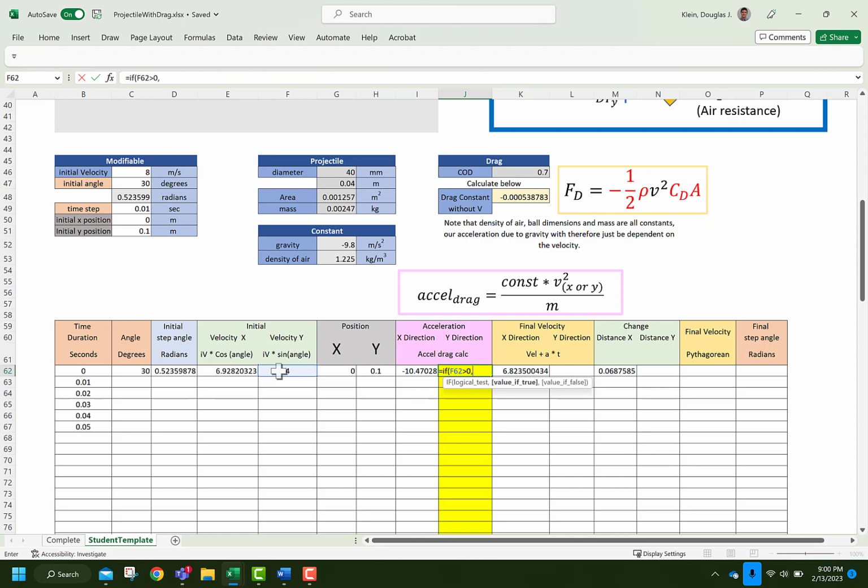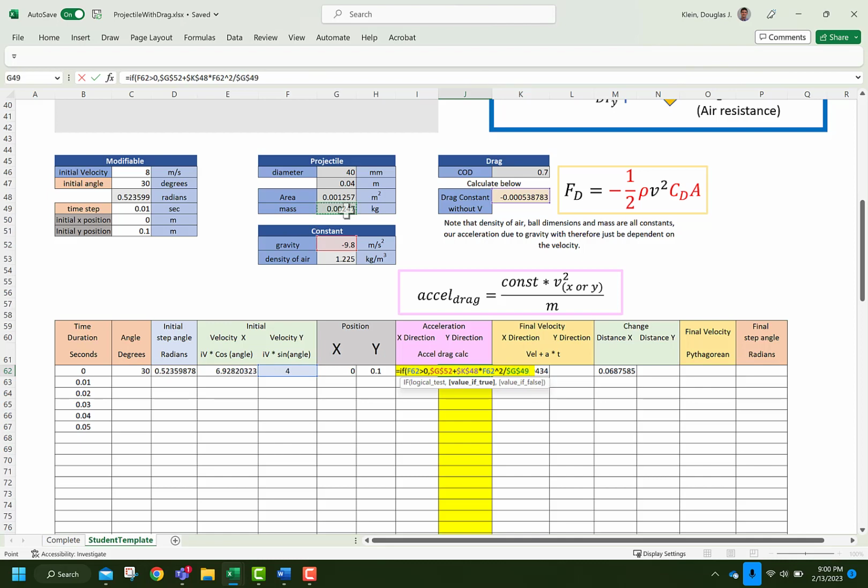And then if it is, I'm going to take my gravity here. Again, I'm clicking up there, so I'm pushing F4. I'm going to add that to my constant, again pushing F4, times my velocity, again the y direction here. So we're doing up and squared, and I'm dividing it by my mass, again pushing F4.